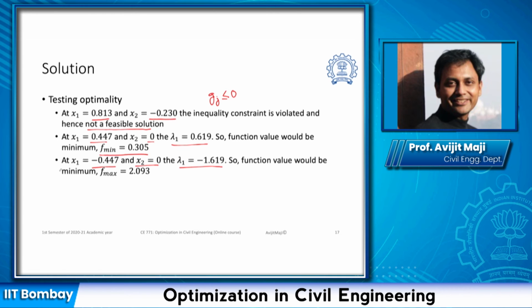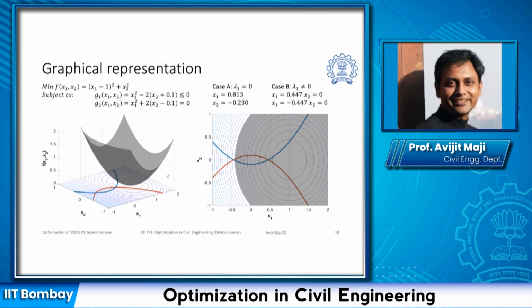and the function value is going to be maximum, and the maximum function value is 2.093. So at this particular point we are getting the maximum function value, and at the other point we are getting the minimum function value. Now let us look into the graphical representation of the three obtained solutions for better understanding.